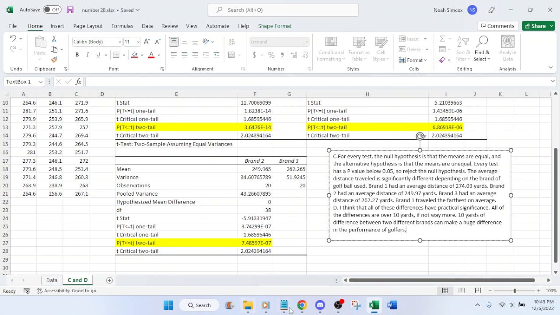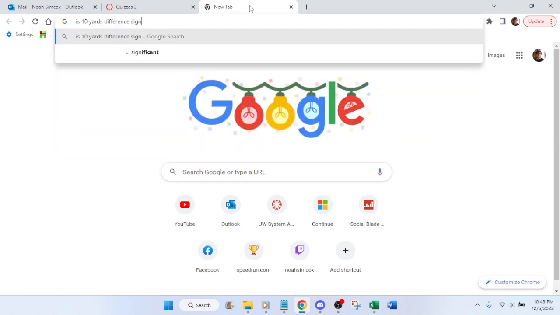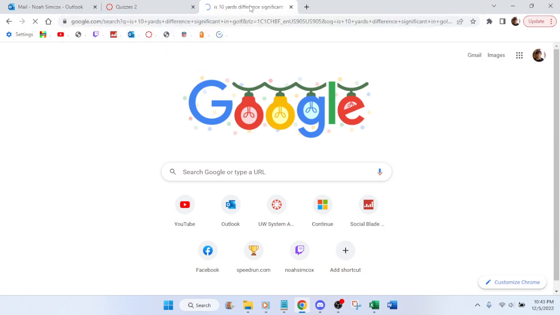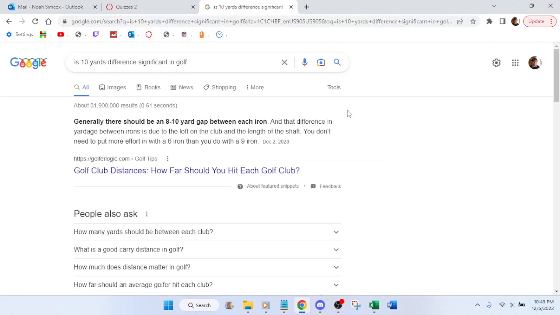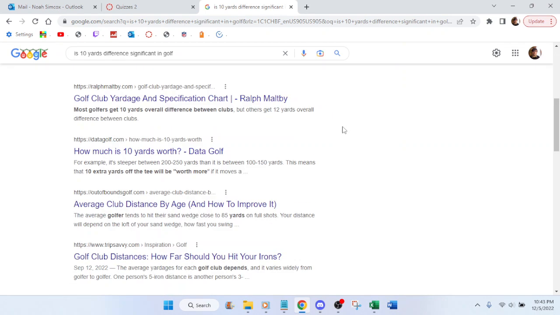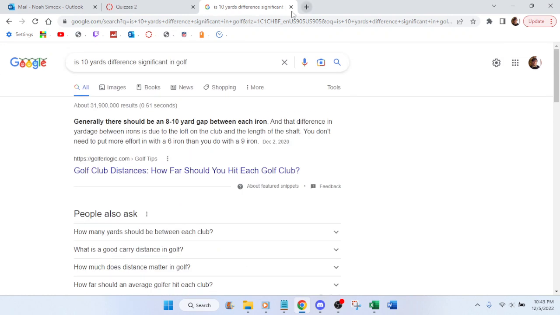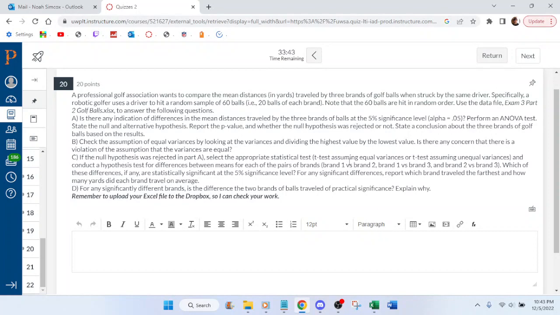That's just my opinion. Like, is 10 yards difference significant in golf? That's literally the difference between clubs. That's the difference between using different clubs. That's an entire... My goodness. That's like using an entirely different club. Holy crap.